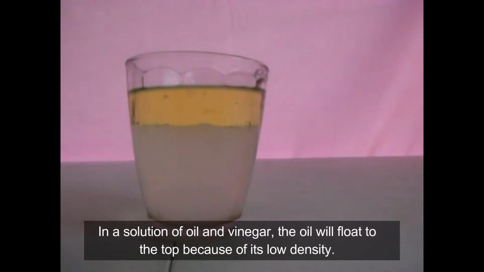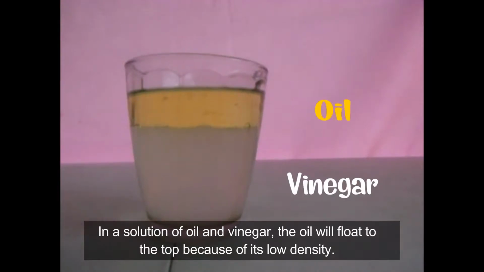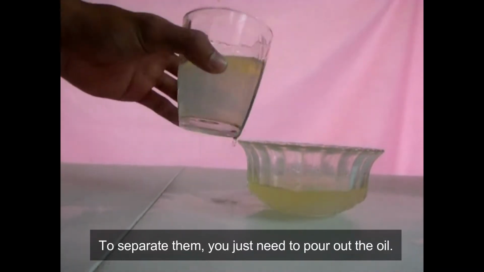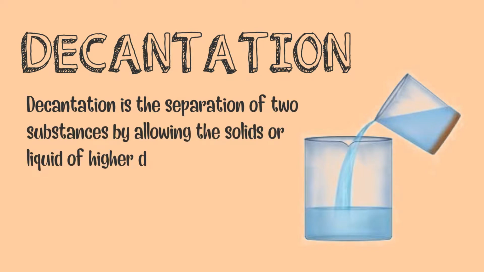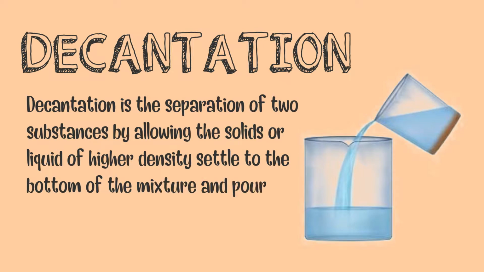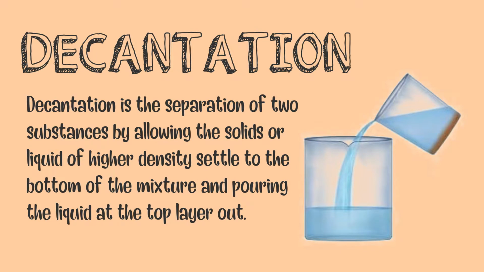In a solution of oil and vinegar, oil will flow to the top because of its low density. To separate them, you just need to pour out the oil. This is called decantation. Decantation is the separation by allowing the solids or liquid of higher density to settle to the bottom of the mixture and pouring the liquid out.